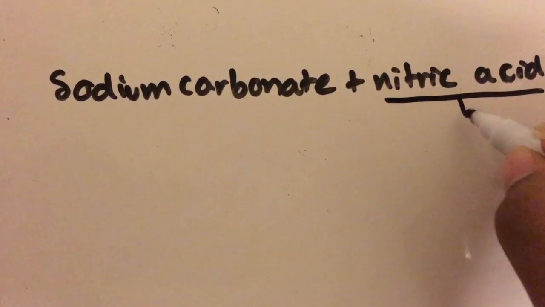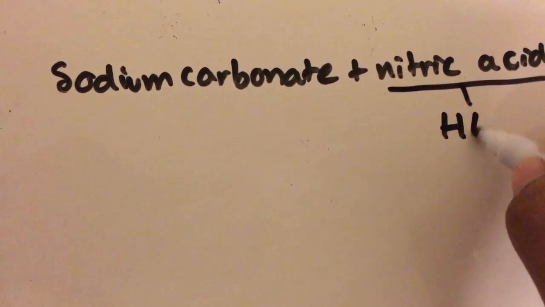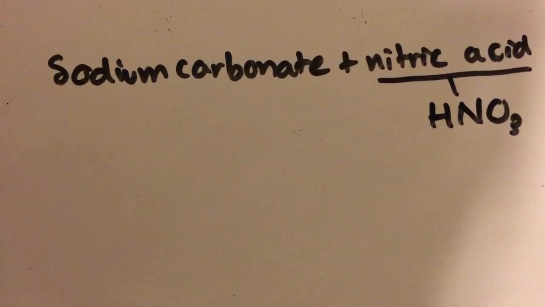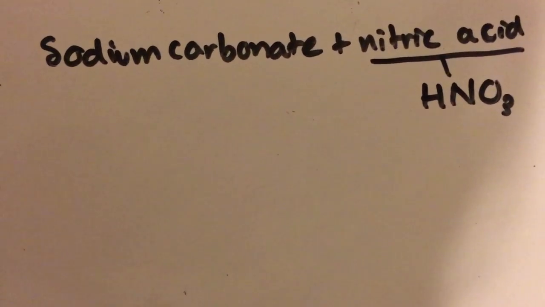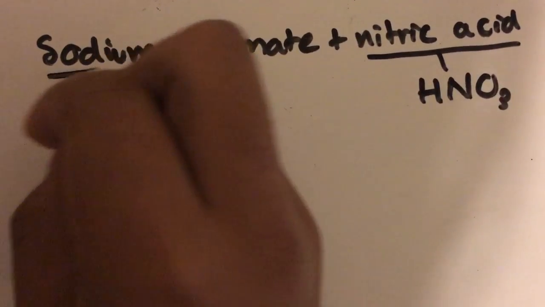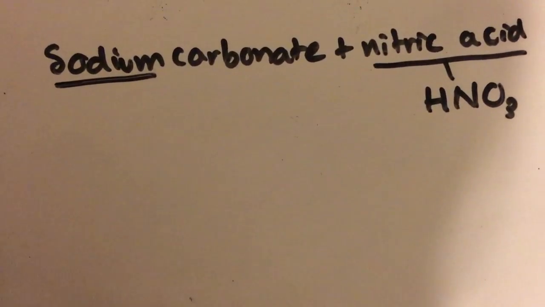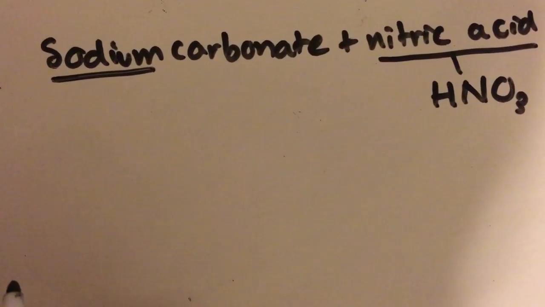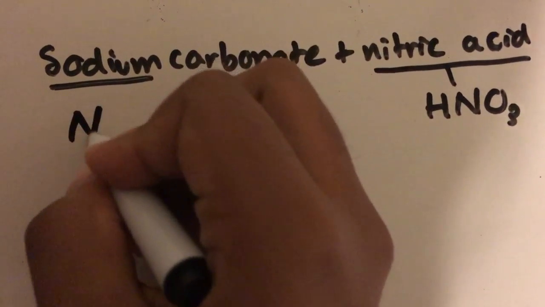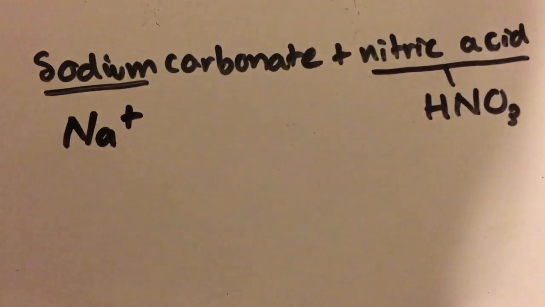So the formula for nitric acid is HNO3, and as I mentioned before, the formulas for the acids can get confusing, so make sure you've learned them. The formula for sodium, it's also in group 1 in the periodic table, which means it has 1 electron on its valence shell, and that means that it's going to have a charge of +1.